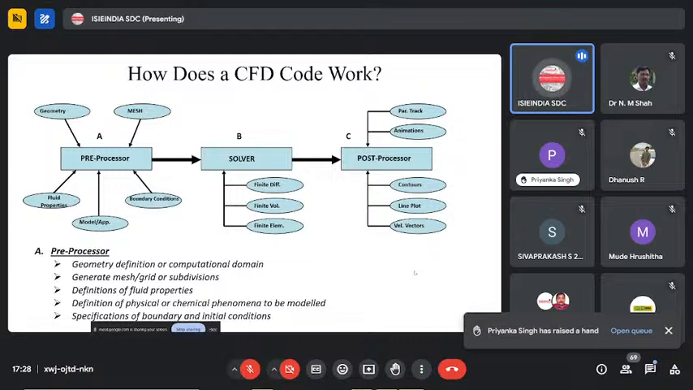In pre-processing, first we define the geometry of the computational domain, the region of interest where we want to analyze. After that, we generate a mesh of smaller, non-overlapping domains within the computational domain. After generating the mesh, we select the physical and chemical phenomena which are to be modeled. After that, we define the fluid properties and specify appropriate initial and boundary conditions. So these are the steps we have to follow in pre-processing while analyzing in CFD: defining the geometry, generating a mesh, fluid properties, the physical model, and initial and boundary conditions.